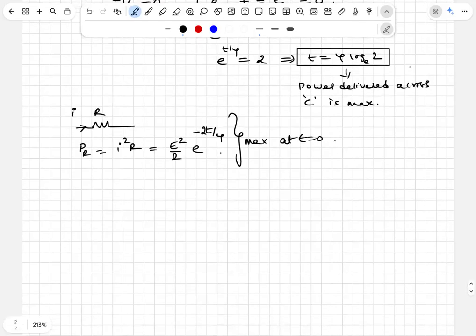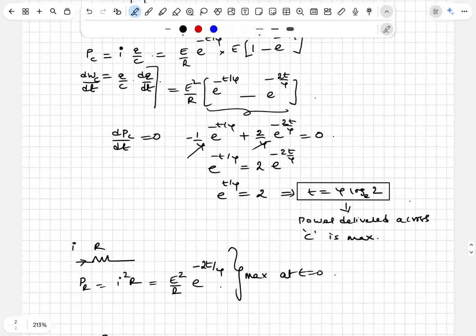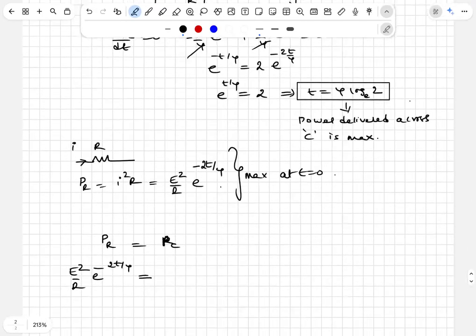And there is another observation. At some instant, PR may be equal to PC. Power delivered across the capacitor is the same as power delivered across the resistor, which means E square by R e to the power of minus t by tau minus 2t by tau.